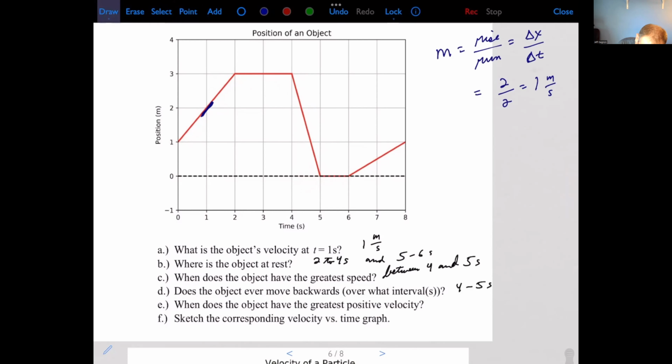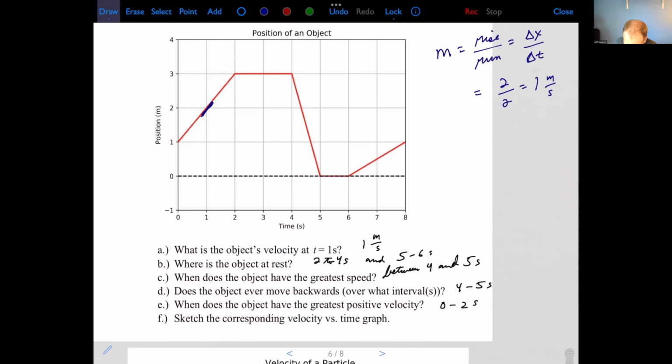Okay, when does the object have the greatest positive velocity? All right, so now I'm looking for the greatest positive slope. Well, again, here it's 1, here's -3, so that's not going to affect it. And then here it's 1/2. So it looks like between 0 and 2 seconds, where it's +1, is going to be the greatest positive velocity. So between 0 and 2 seconds.